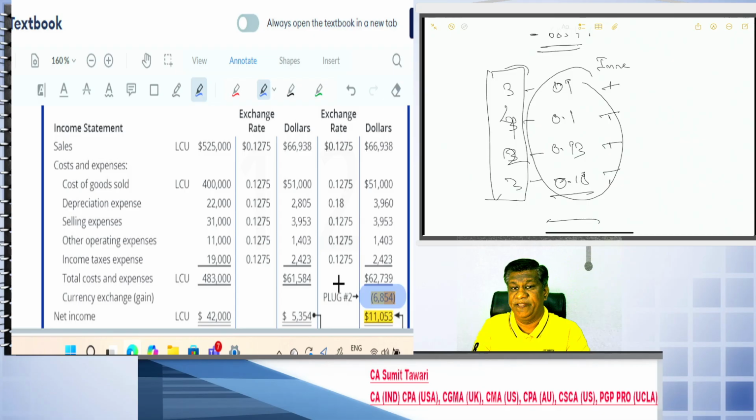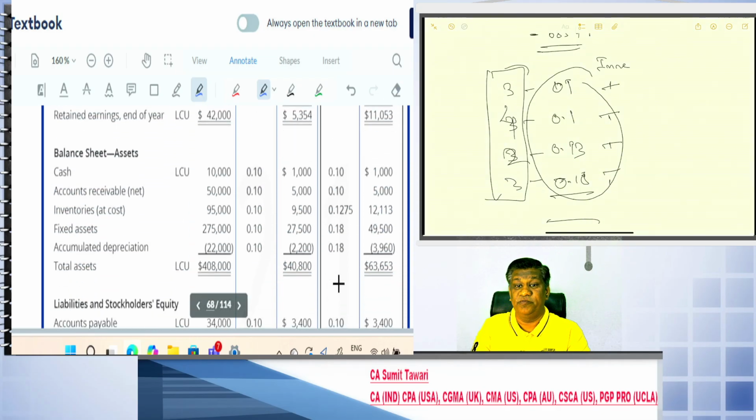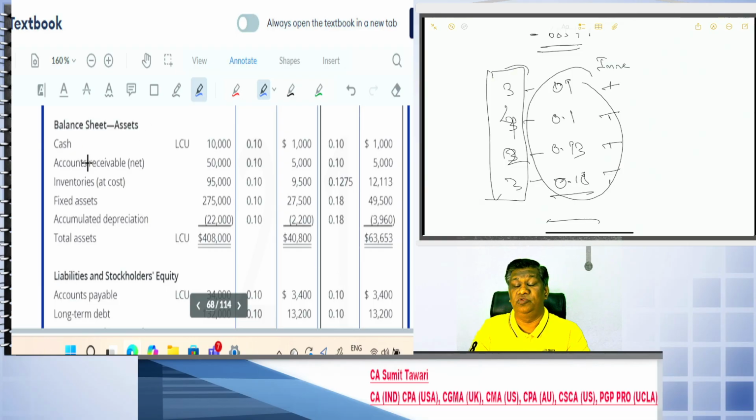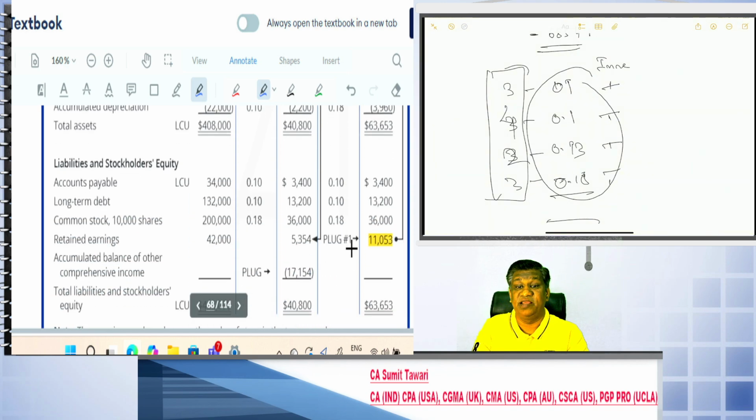Clear about the rates? For the balance sheet, all the non-monetary items we need to use the closing rate, so it is 0.10. Cash, accounts receivable. Inventory we need to use the historical rate, but inventory we consider evenly distributed, so that's why the weighted average rate is applied. The asset we purchased on the first day of the year, so that's why 0.8 is applied here. In liabilities, only common stock we need to use the historical rate. Otherwise, current liabilities we need to use the closing rate. Clear here?